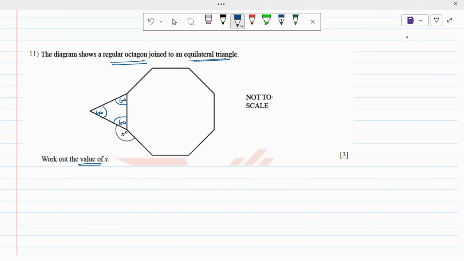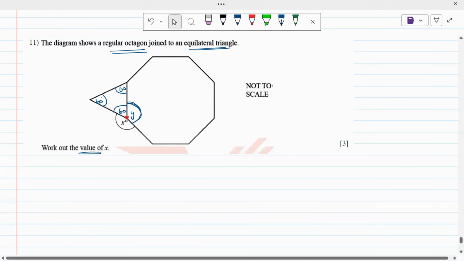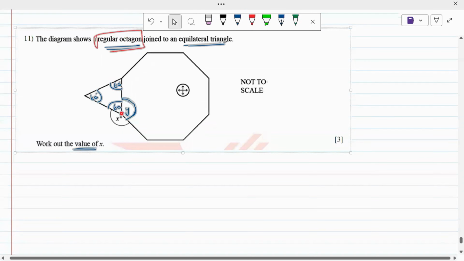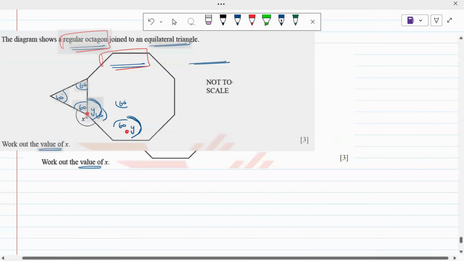To get this value of x, if somehow we manage to find this part, we can call this y. If we manage to find y, then we know that at one single point, all the angles sum up to 360 degrees. So this is how we can make the equation to find x. But before making this equation, our focus should be on finding y first. It's a regular octagon, so we can find each interior angle of a regular octagon using the formula.